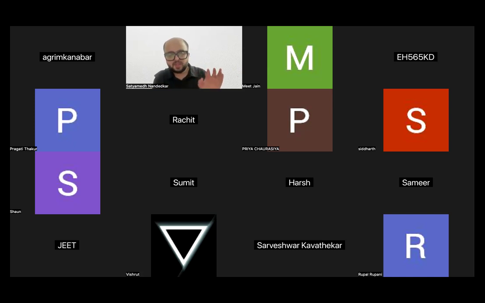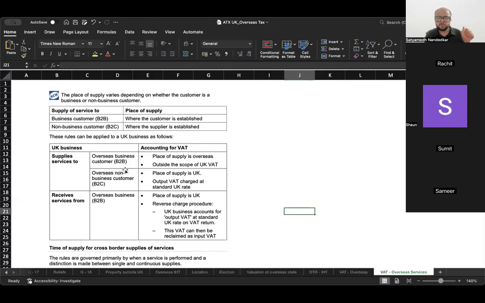When you are talking about overseas VAT on services, the provision is very specific. If the supply of service is to a B2B customer, then place of supply is where the customer is established. If the supply is to a non-business, retail customer, then the place of supply is where the supplier is established. If a UK business provides services to an overseas B2B customer, place of supply is overseas and it is outside the scope of UK VAT. If a UK business supplies services to an overseas retail customer, place of supply is the UK and output VAT is charged at the standard UK rate.